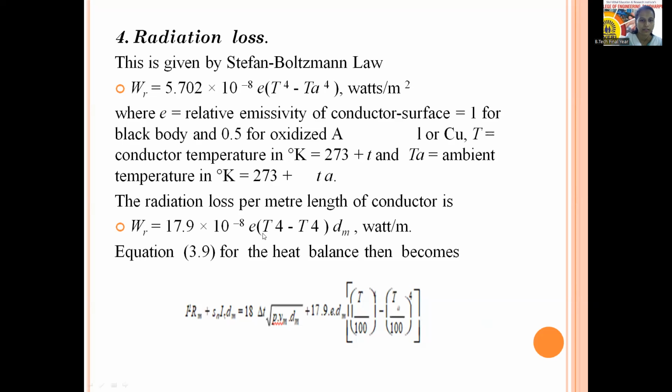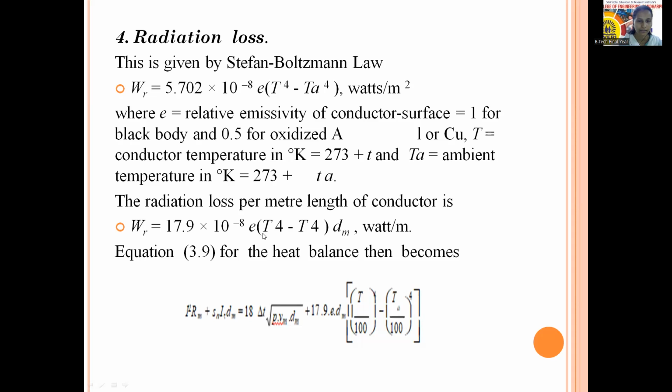Now, this ambient temperature is the maximum temperature at which that equipment is stored. That is the ambient temperature, which in Kelvin is given by 273 plus Ta. This is in watts per meter squared; we have to convert it to watts per meter, so that all terms are of the same unit.